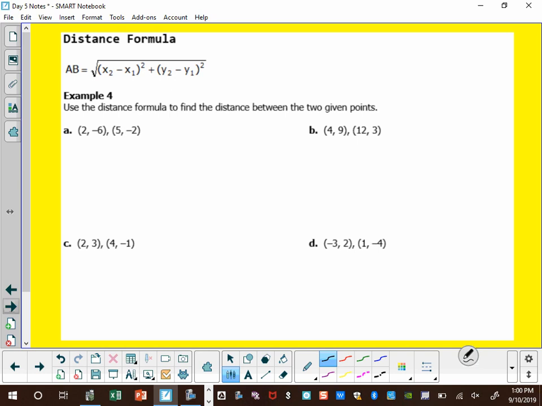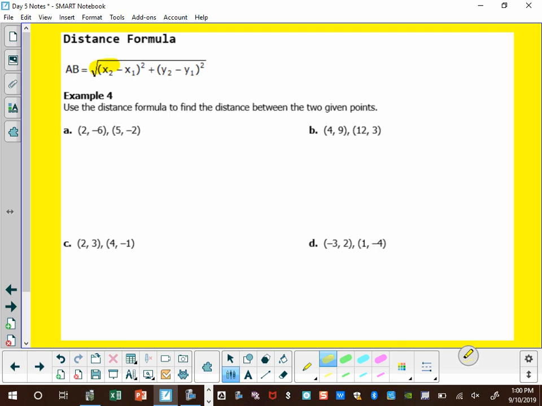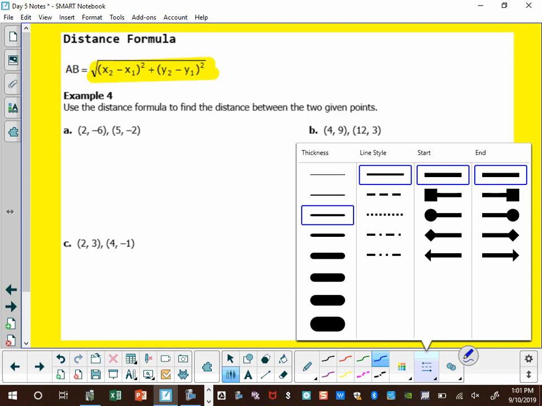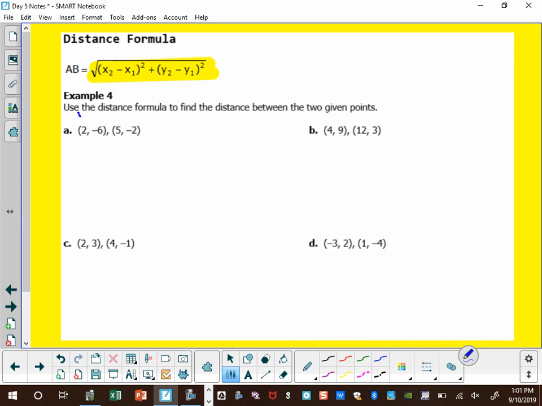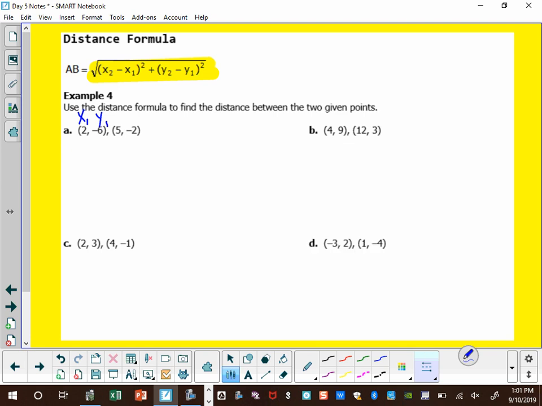All right, your distance formula. I know you guys have seen this before. This is where you need your calculators handy. All right, use the distance formula to find the distance between the two given points. All right, my 2 is x1, negative 6 is y1. And I have x2 and y2.